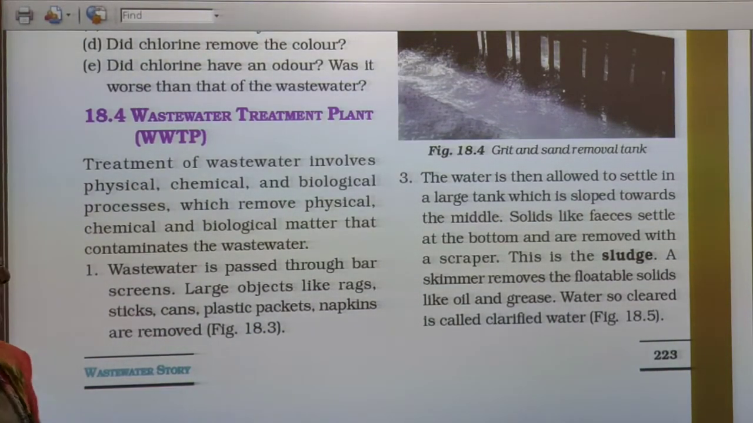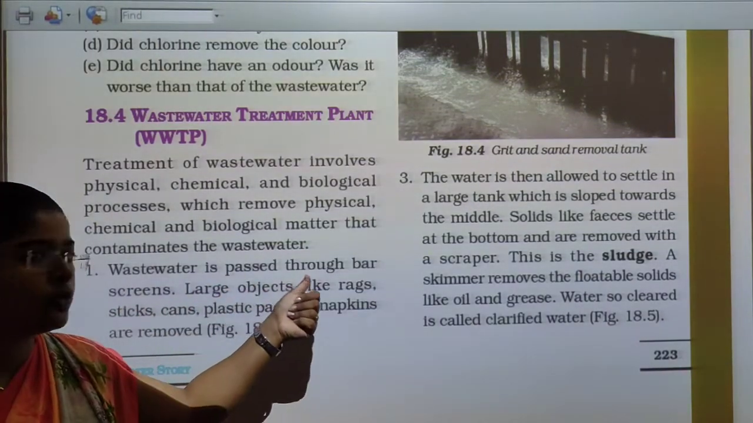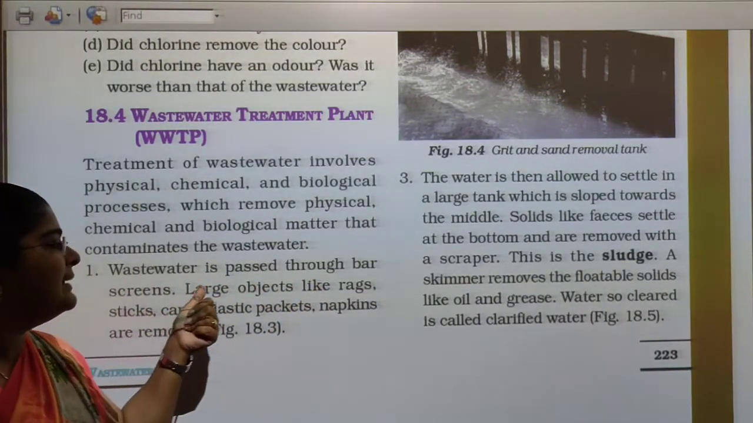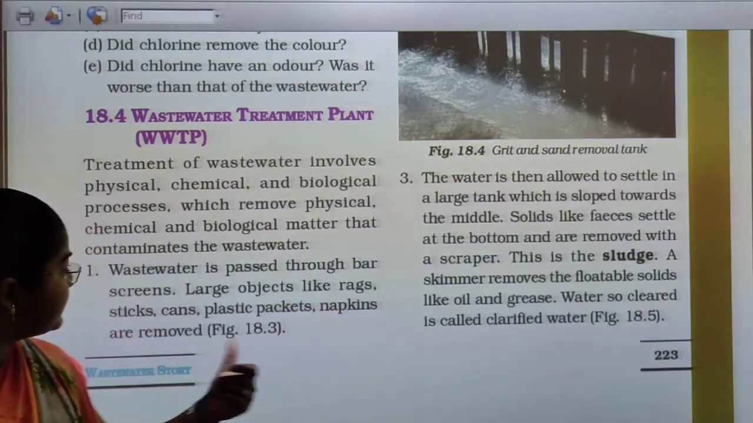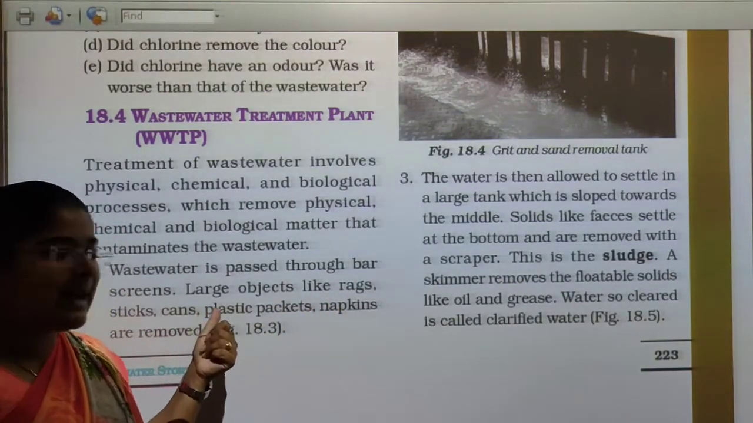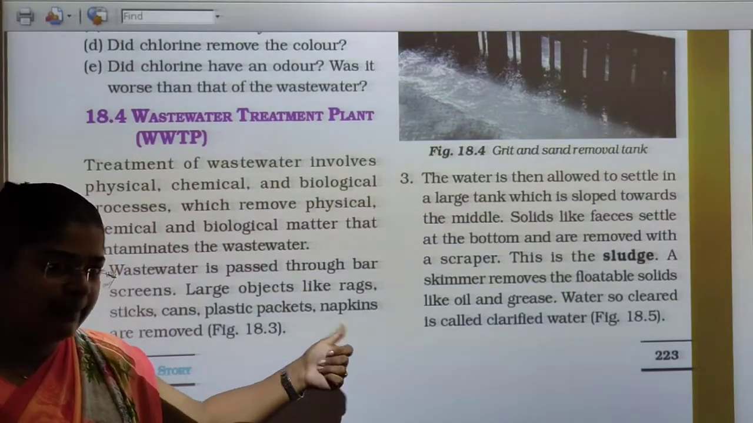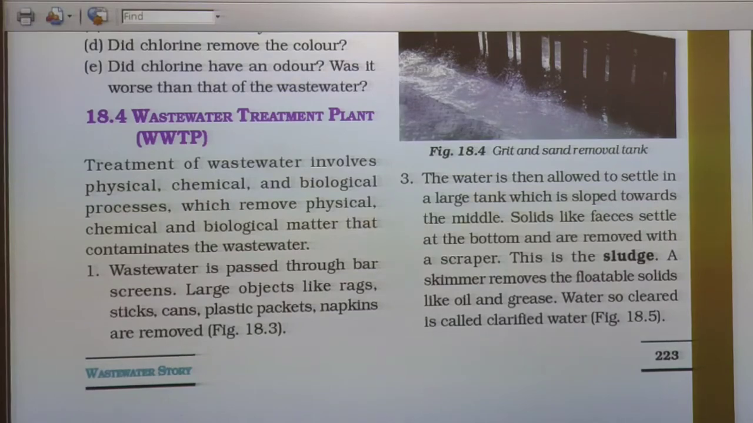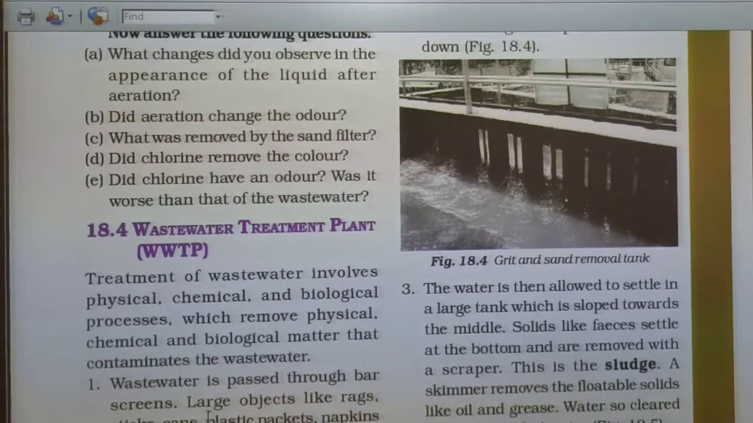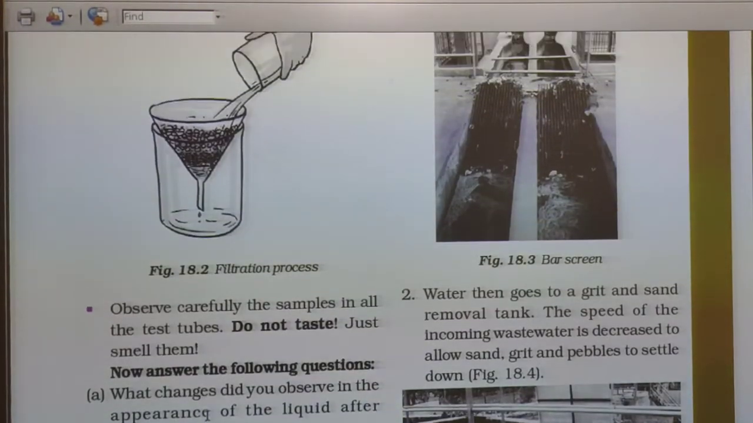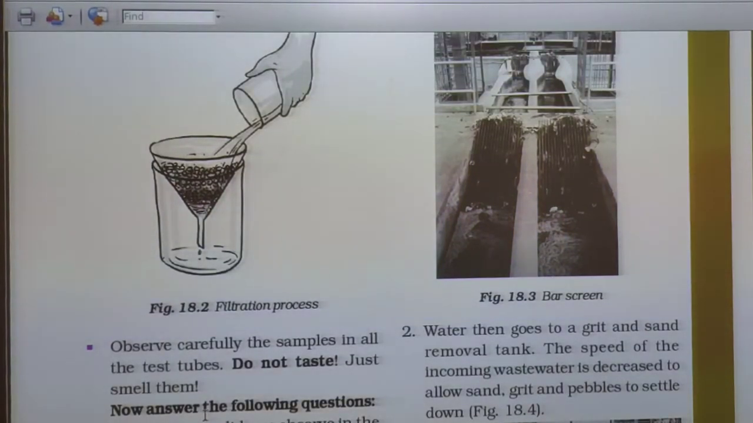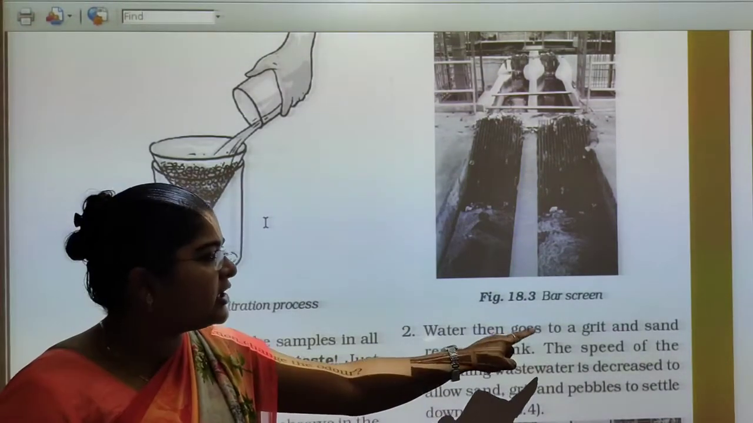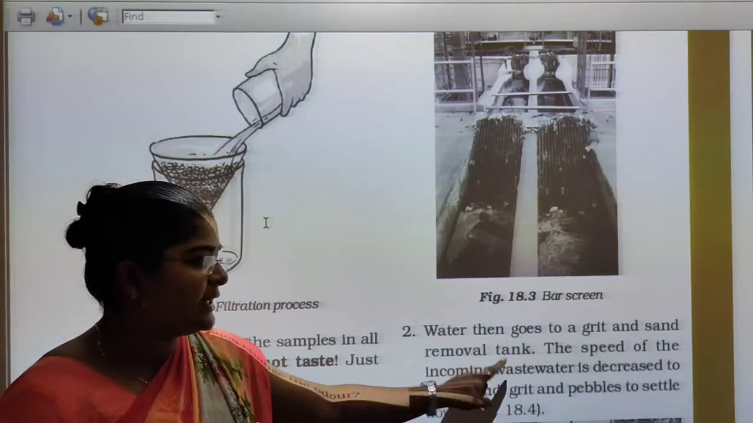So first point, wastewater is passed through bar screens, and large objects like rags, sticks, cans, plastic packets, napkins are removed. So here, student, you can see in the figure that some large waste is removed through a bar screen. Now next point, water then goes to a grit and sand removal tank.